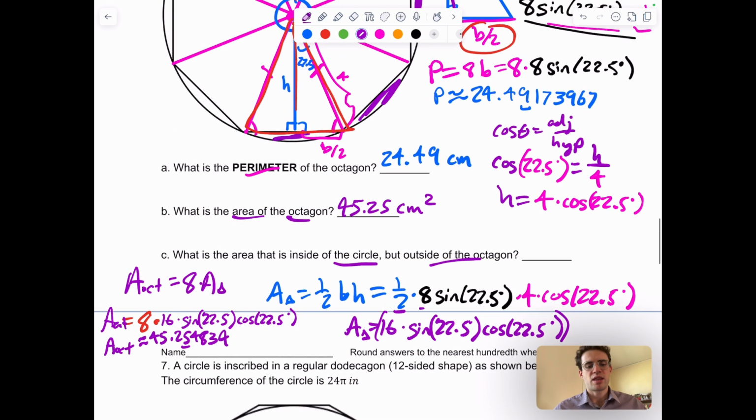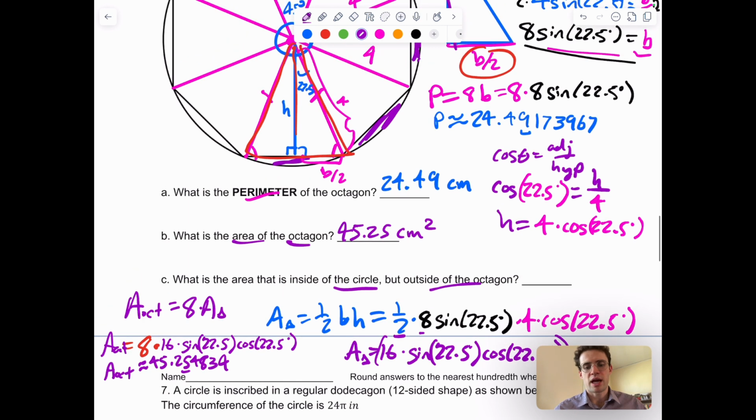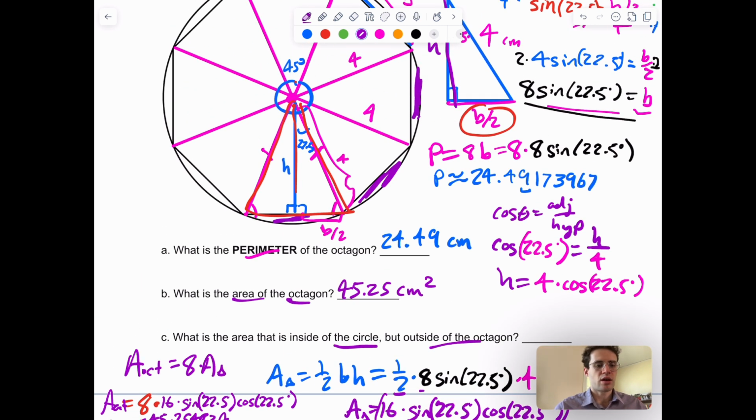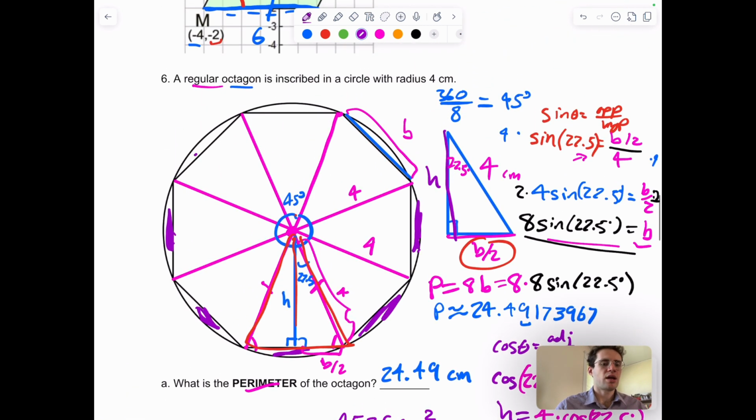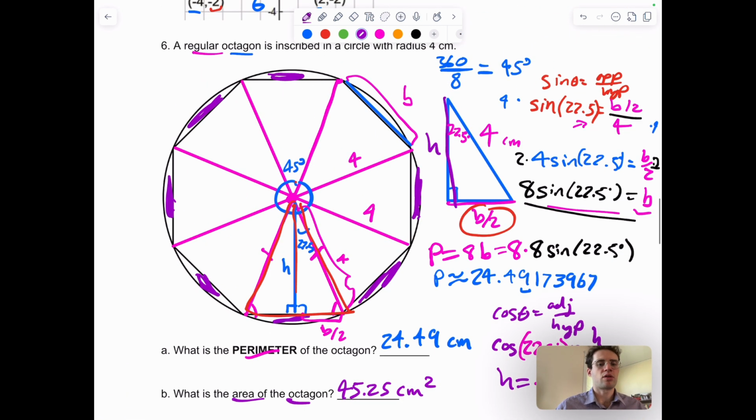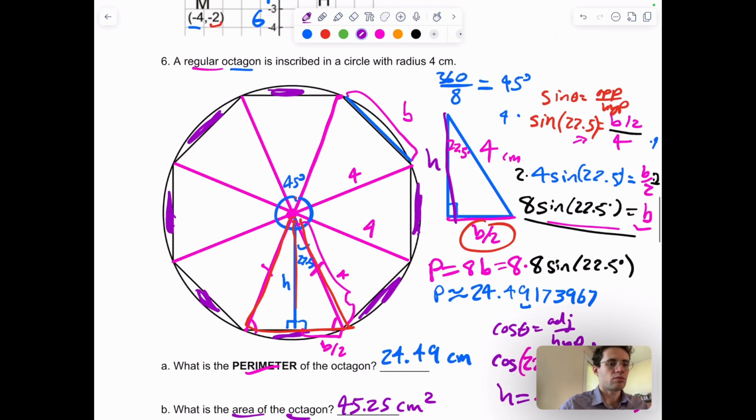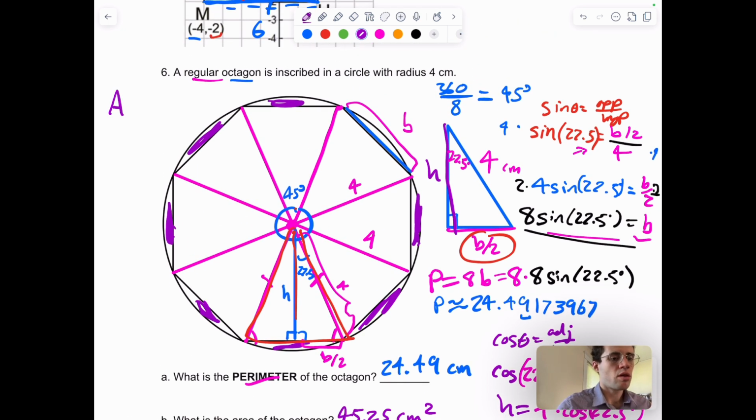Last step we'd find is the area that is inside the circle but outside of the octagon. So again, that's an area that I started by coloring in purple. Now, to find an area that's outside of one shape, inside of the other, you just find the area of the outer shape and then subtract the inner shape. So in this case, we need to find the area of the circle and then subtract the area of the octagon.